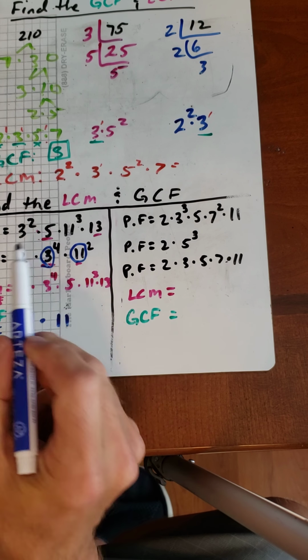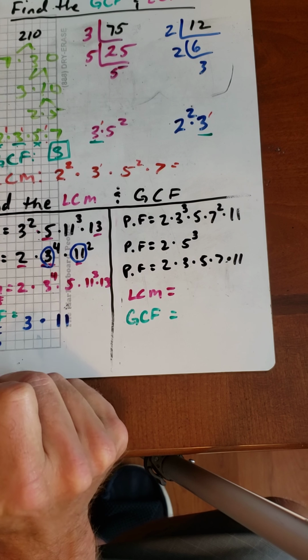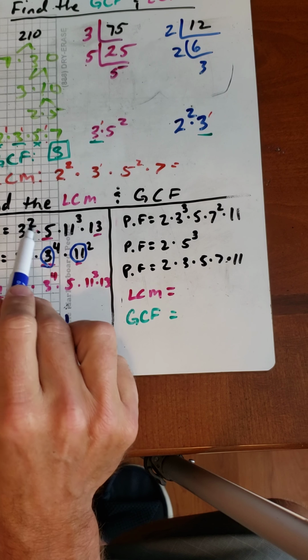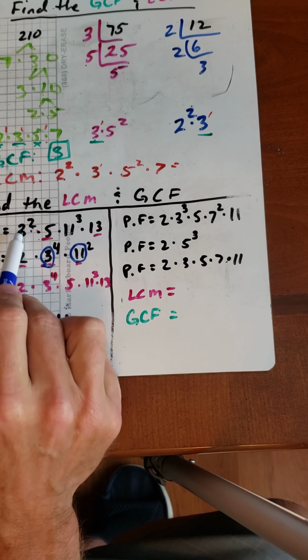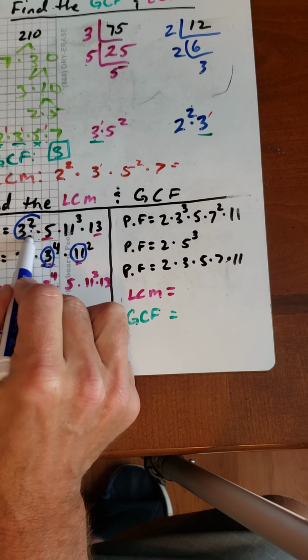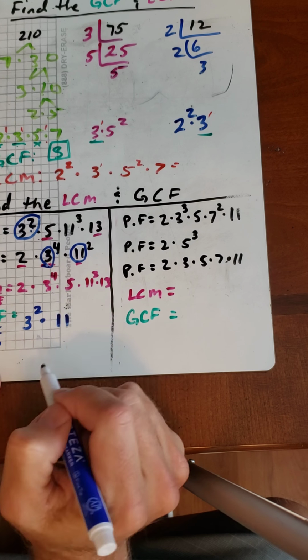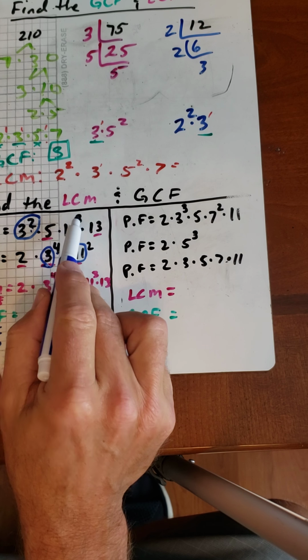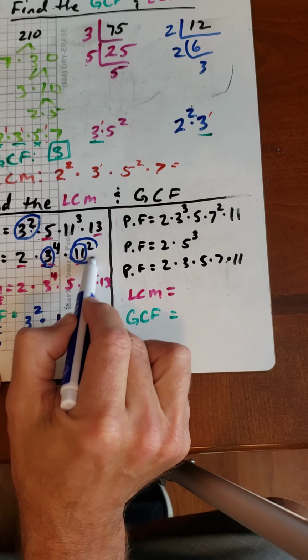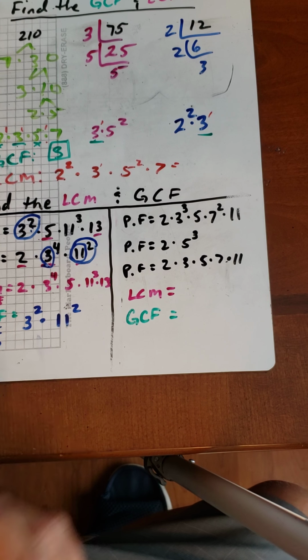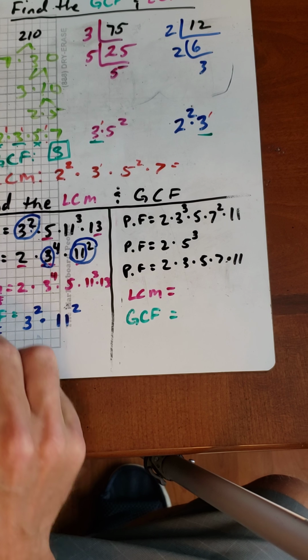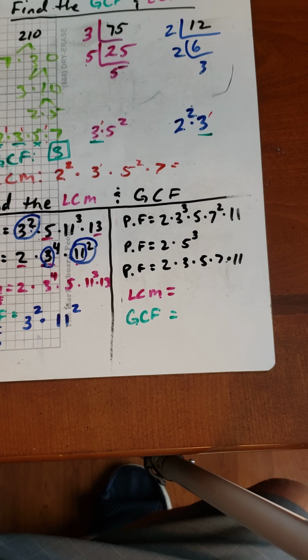Okay, now I need to figure out which exponent. Since the factors are small, I'm going to use the smaller of the two exponents. So for the factor of 3, I'm going to use 3 squared because that's the smaller exponent. For 11 to the 3rd and 11 squared, I'm again going to use the 11 squared. So that number right there is my greatest common factor for whatever those two numbers started off being.